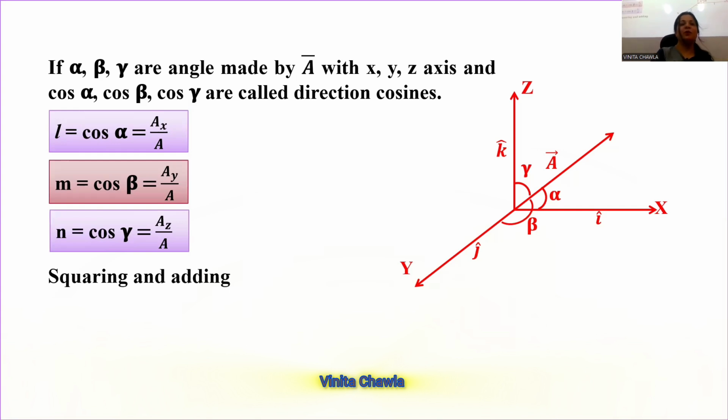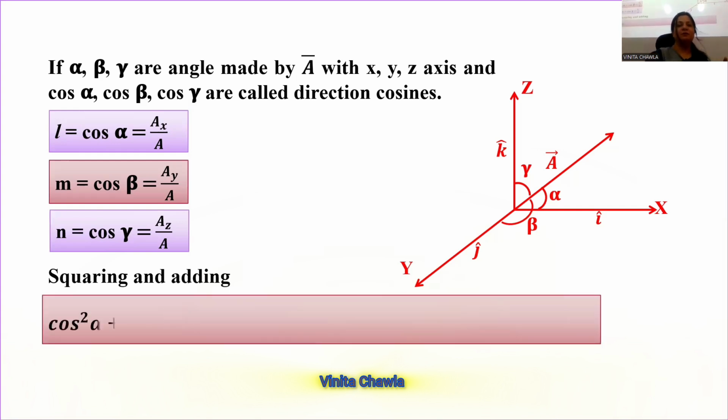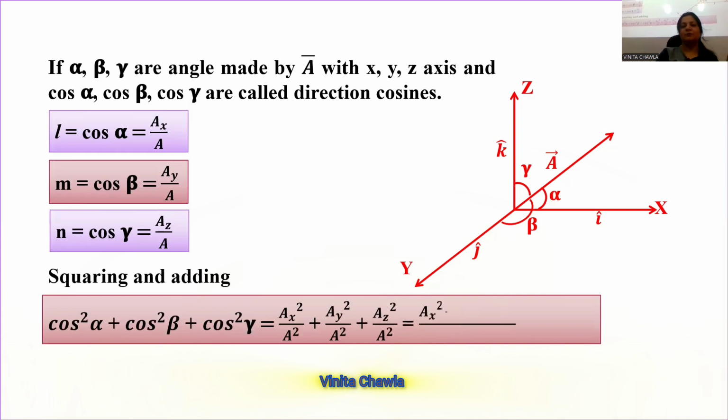तो squaring and adding, when we square and add, then we get this. See, instead of writing cos alpha, cos beta, cos gamma, we are writing L, m and n. मैं समझा देती हूँ.